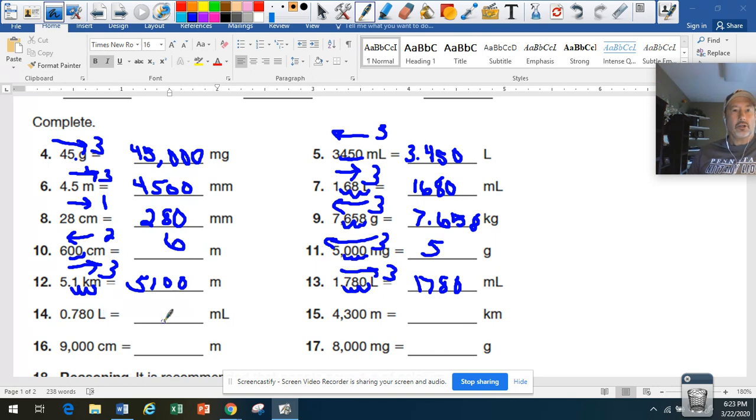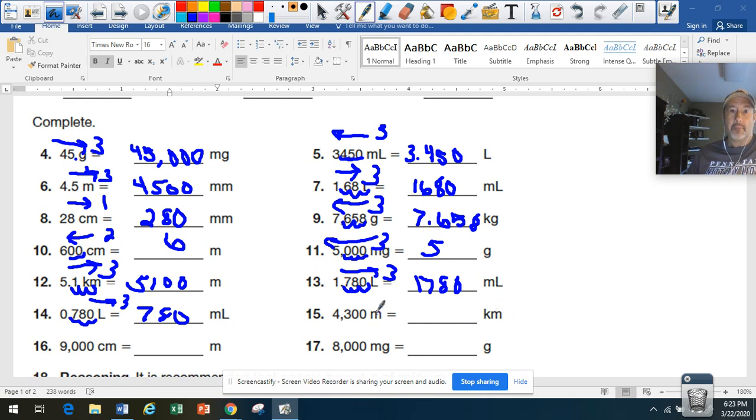Okay, liters to milliliters. So we're going bigger to smaller. Move it to the right 3 places. So move this to the right 3 places. 1, 2, 3. That gives us 780 milliliters.